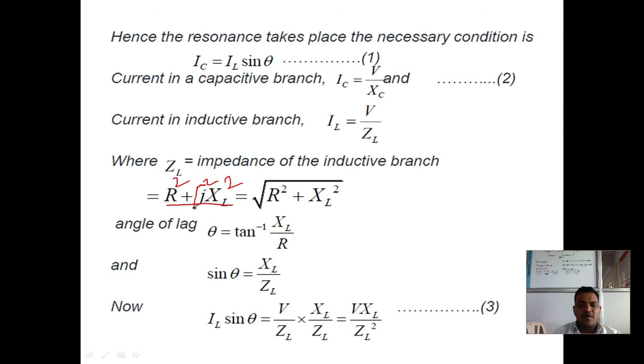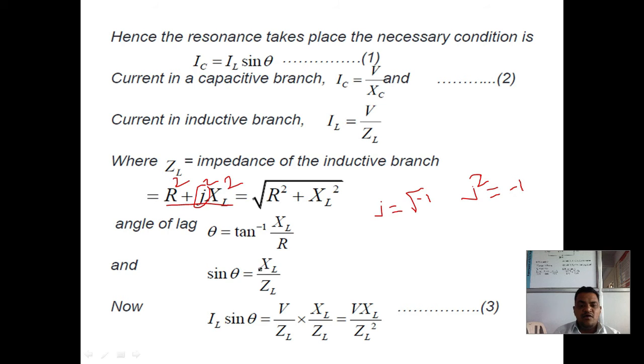And specifically, this j is equal to the square root of minus 1. Once we take the mod, j square is equal to minus 1. So this will be taken as minus 1, so that we get R square plus XL square.